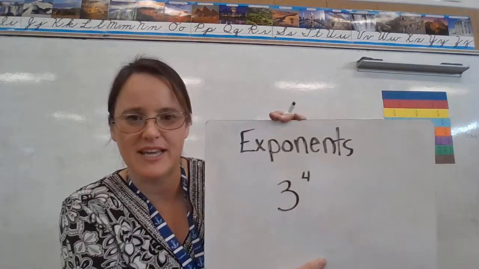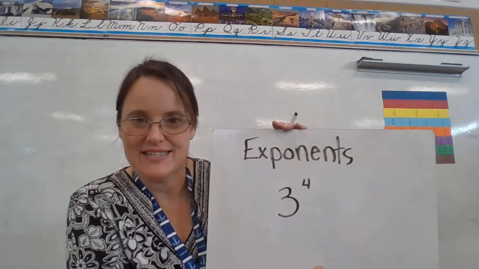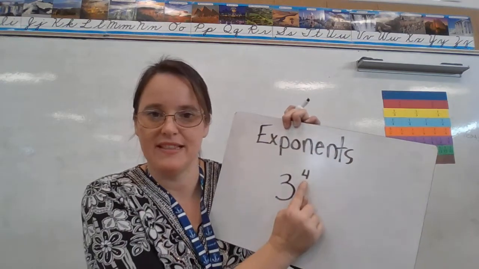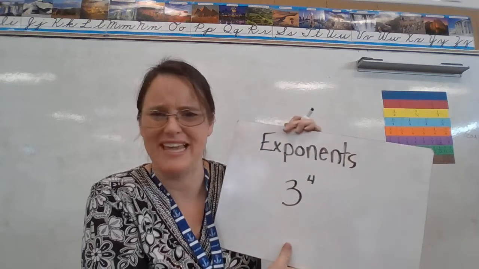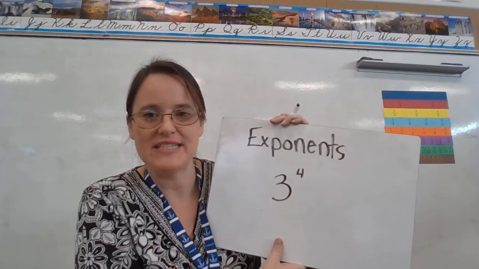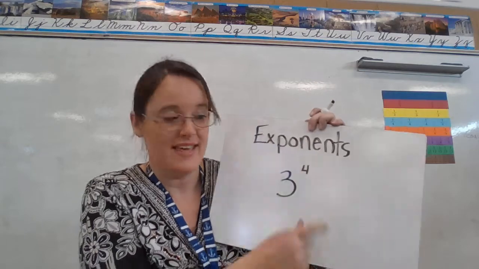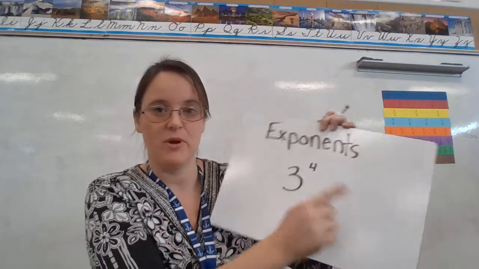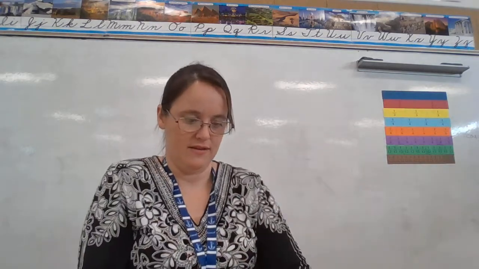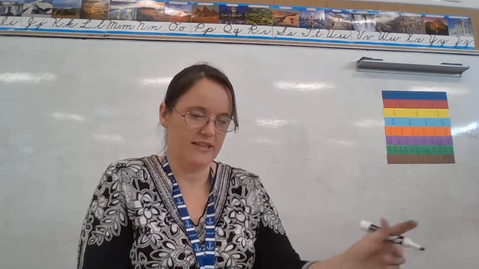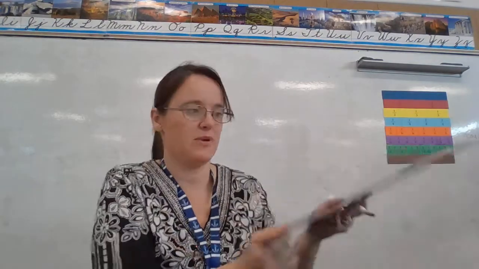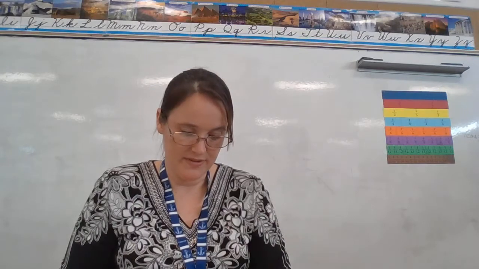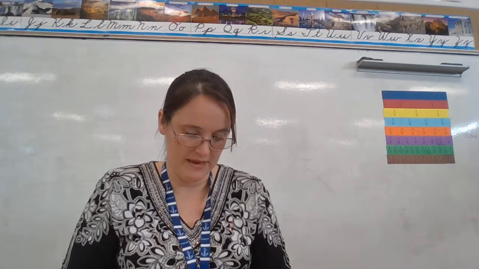You might see something that looks like this with a big number and then a little number up in the corner, and you're going to be like, what is that? I haven't seen that before. This is the exponent. So we'll draw a little arrow there to show that's the exponent. The big number that you see first, that's called the base.